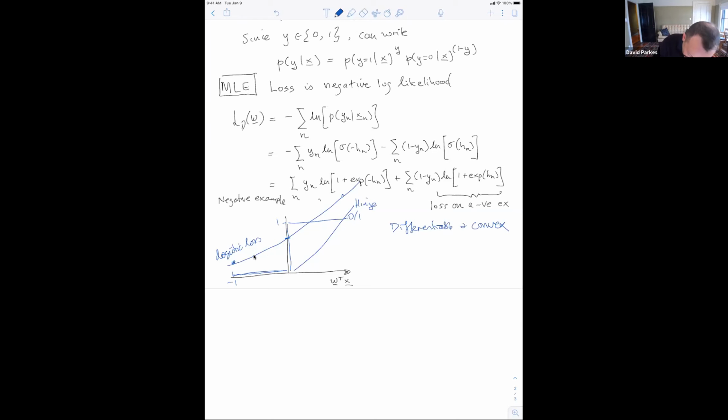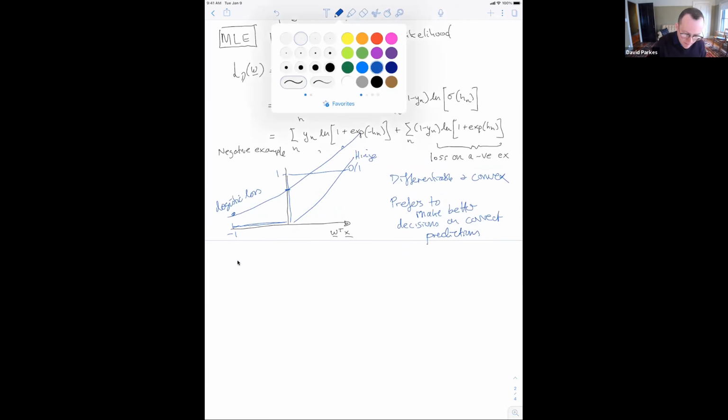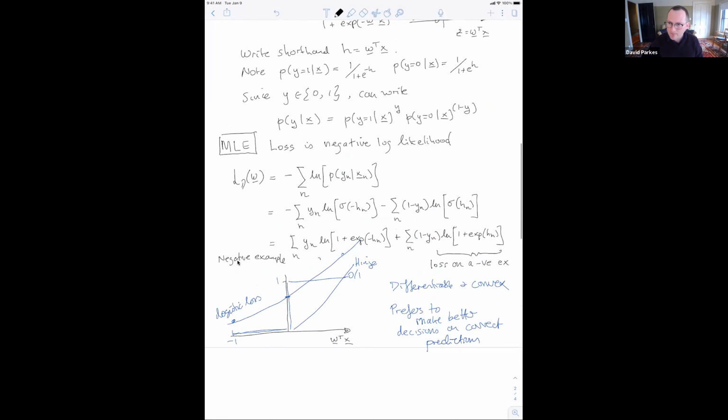So it prefers to make better decisions on correct predictions. And if you somehow think about classifying this negative example as being negative when we're to the left, it's still trying to push away from that decision boundary. Any questions about what just happened?